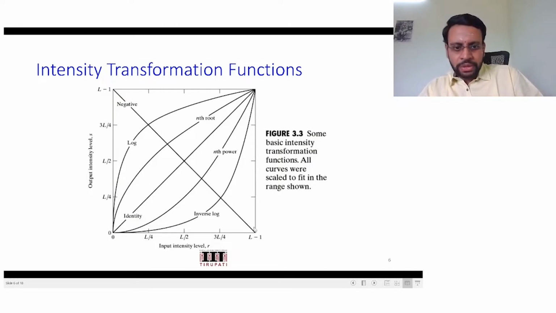Negative transform, a reverse mapping is happening. Input value of 0 is getting mapped to L-1 value here, and input value of maximum intensity is getting mapped to an output intensity of 0. And this is showing you a logarithmic transformation. This, for example, graph would show you taking an nth root transformation. This would show you the nth power transformation. We'll come back to it.